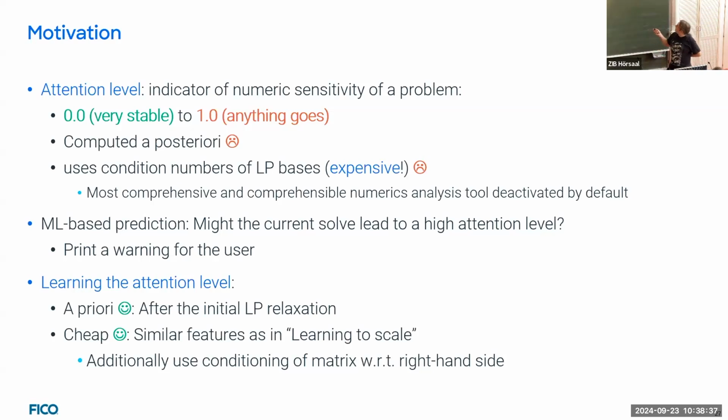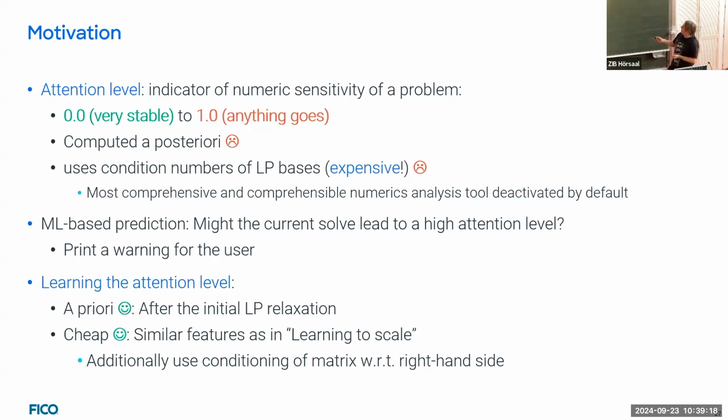There's a couple of negative sides of this. First of all, it's usually computed a posteriori. So after your solve, you get your information. This might have been somewhat sketchy solve that you might want to double check again. And it uses the condition numbers of LP bases, which are somewhat expensive to compute. So the most comprehensive and comprehensible numerics analysis tool that we have in the solver is deactivated by default. So the user consciously has to make the decision that they want to do this analysis on their problem.